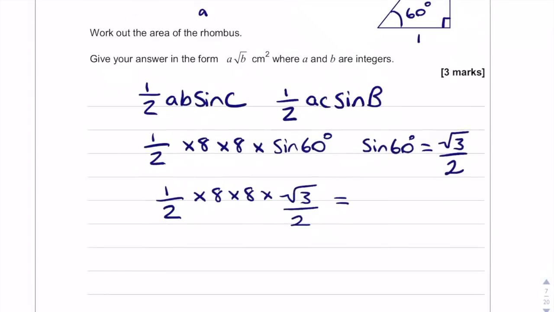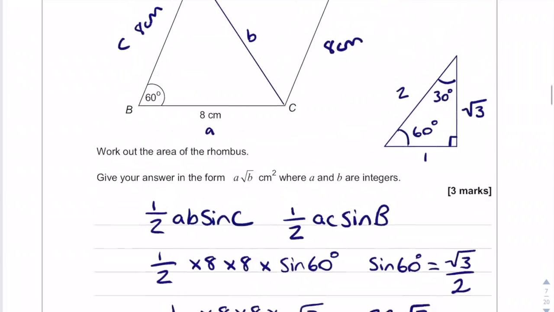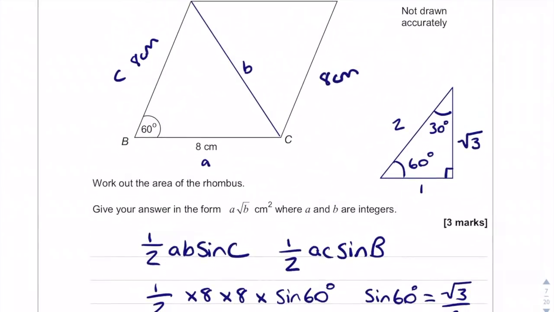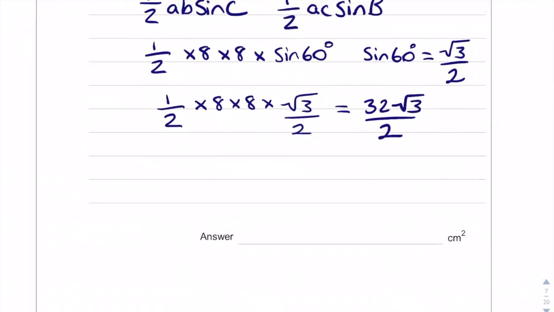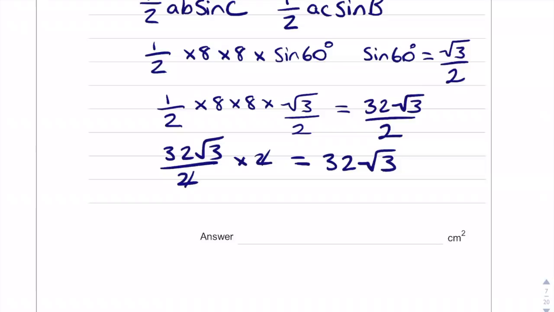Now it's 8 times 8, which is 64, times a half, which is 32. So it's 32 root 3 over 2. But remember, we have 2 triangles. We've got triangle ABC and ADC. So we're going to end up doing 32 root 3 over 2 multiplied by 2. So these 2s just cancel out, and we are left with 32 root 3. And that is our final answer.